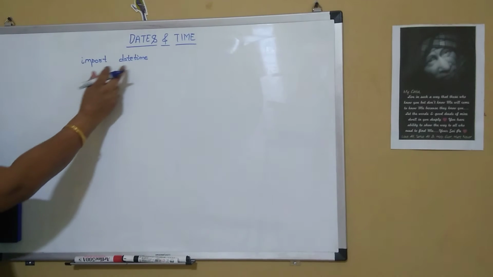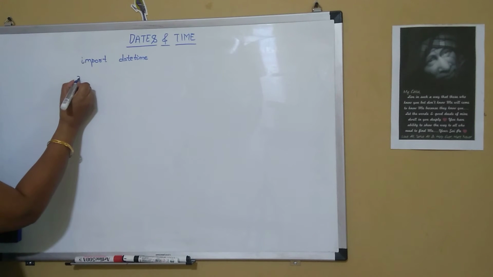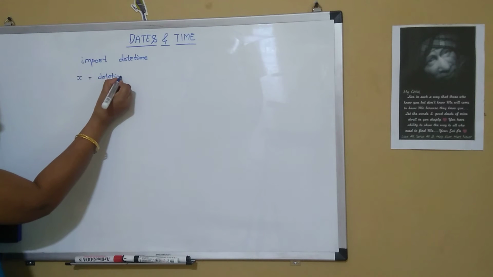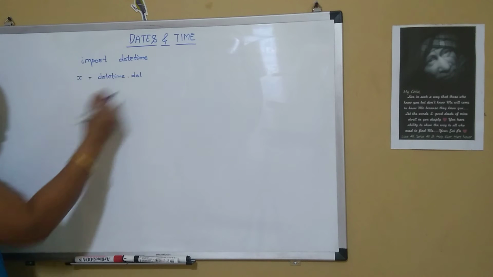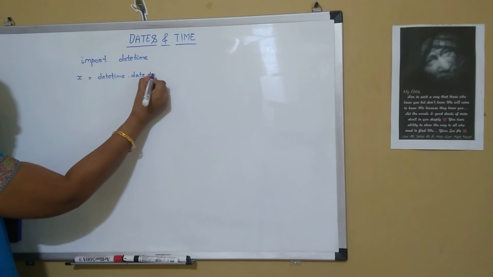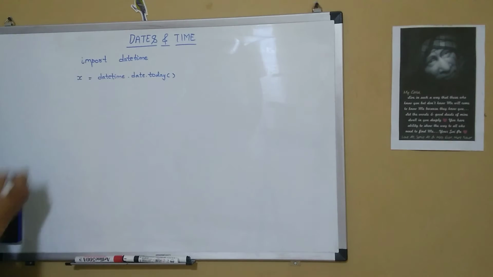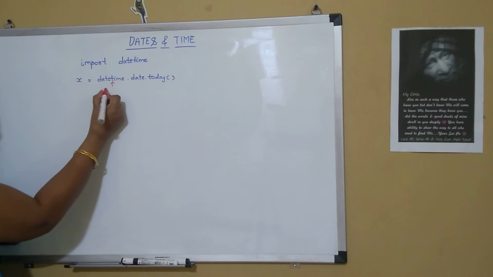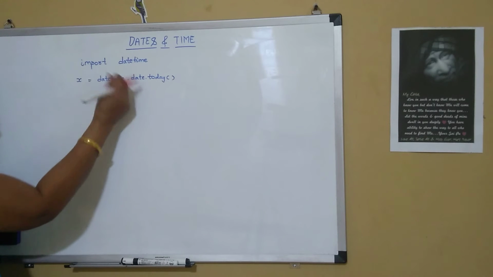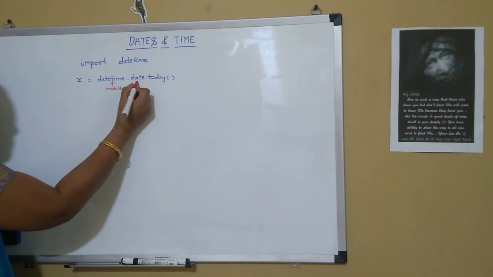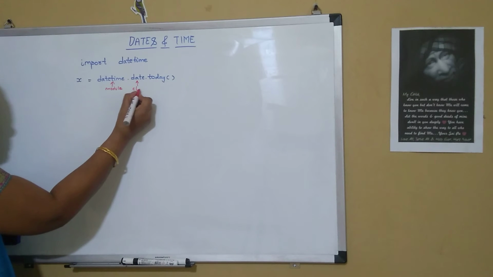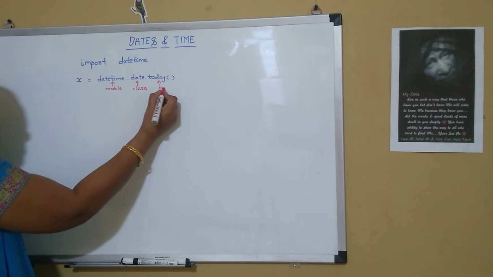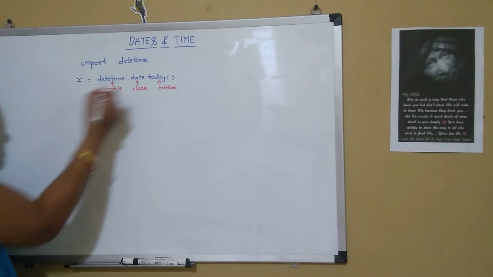Now suppose I want to get today's date. I can have a variable x equal to datetime.date.today(). Here we have to remember that the first datetime is the module, the second, date, is the class which is present in this module, and the third one is the method which is present in the class date.